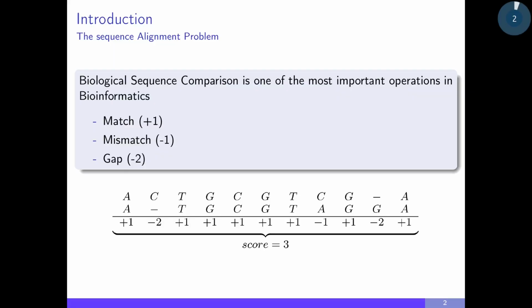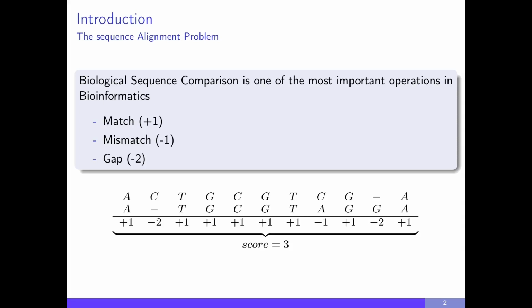So, let's start. Biological sequence comparison is one of the most important operations in bioinformatics. It is used as a building block for applications that deal with evolutionary studies, drug designs, among other kinds of applications. And the goal of pairwise sequence comparison is to obtain a score and an alignment that represent the similarity between the sequence.